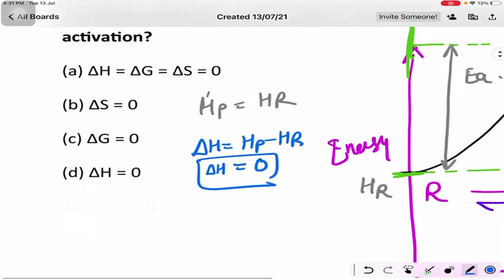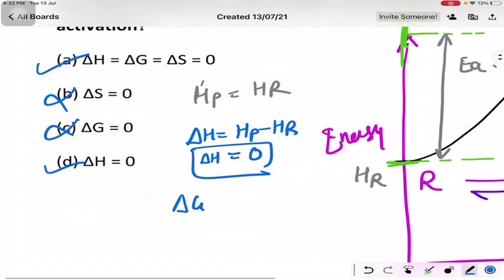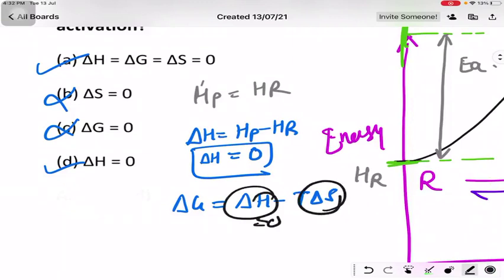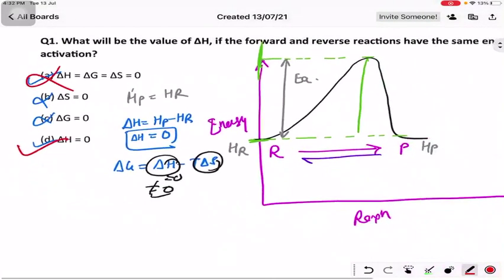What about other terms? Is delta G equal to 0 or not? Because delta H is 0 in A and D, B and C options are incorrect. So it means all the three can be 0, but it is not possible. Delta G is delta H minus T delta S. So if delta H is 0, it doesn't mean that entropy of system is also 0. So it is not equal to 0. So our option number D is correct. A option is incorrect.